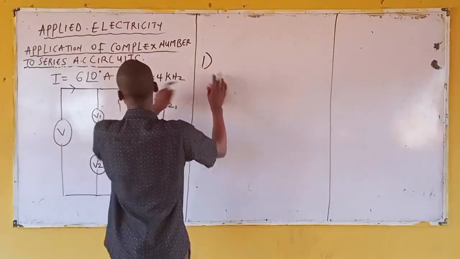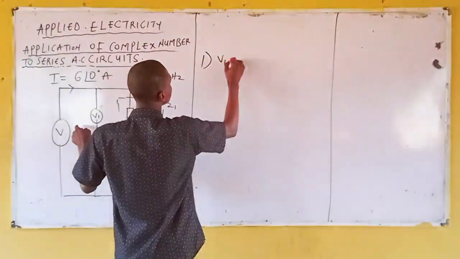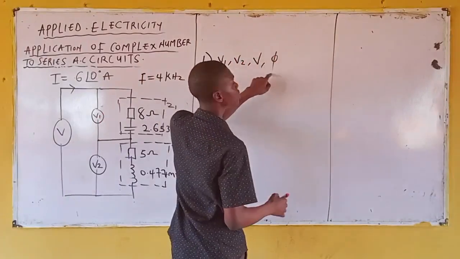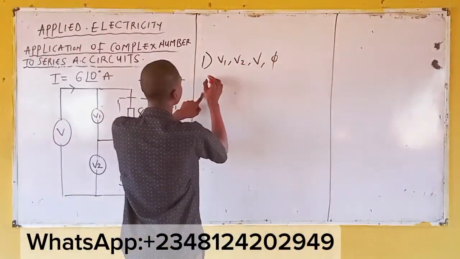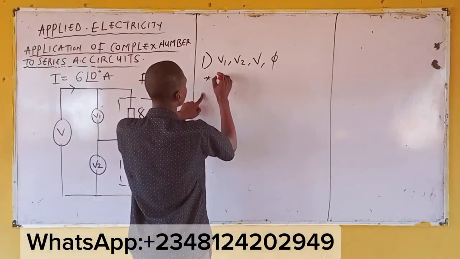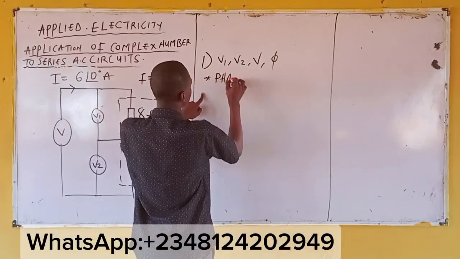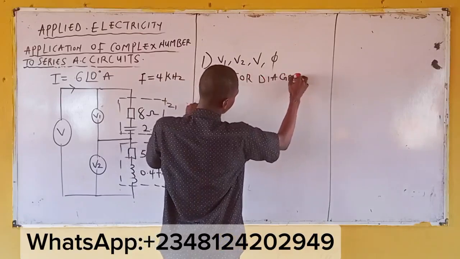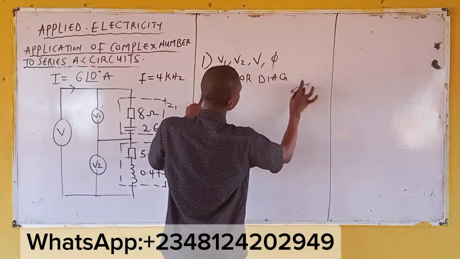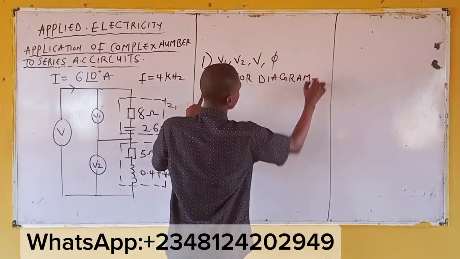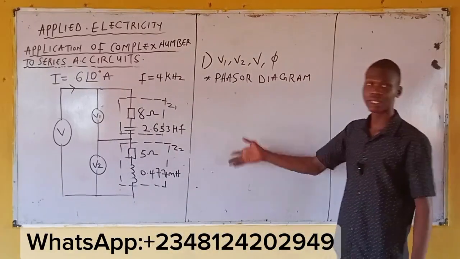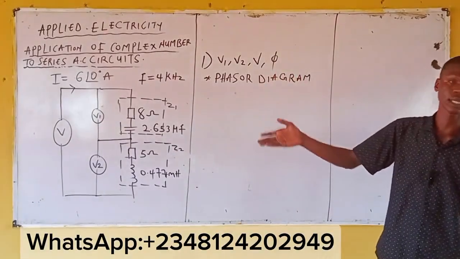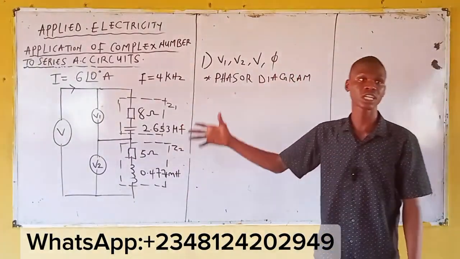Now, what are we asked to calculate? V1, V2, the circuit phase angle. Then the next one is what? Draw the Phasor diagram. Now, I mentioned this when we started the class. We have Phasor diagram, we have phase angle, and we have the circuit diagram.